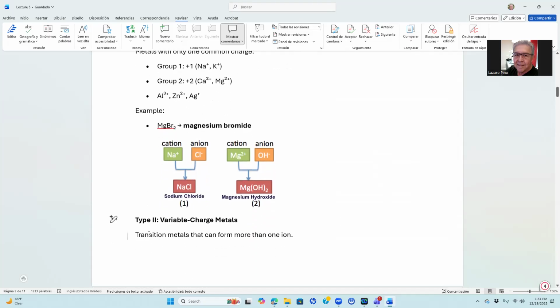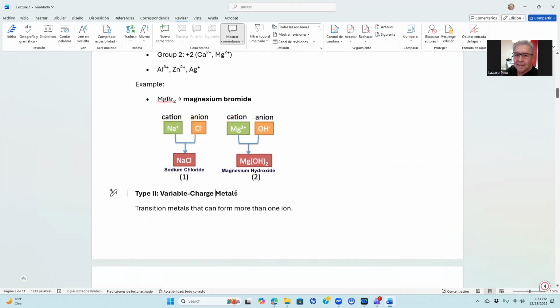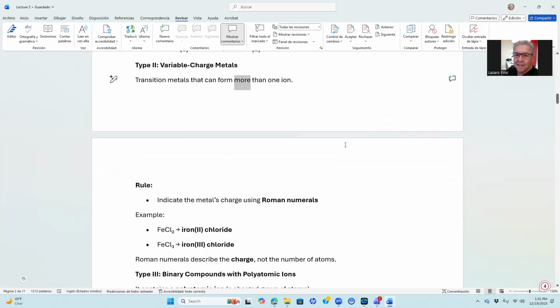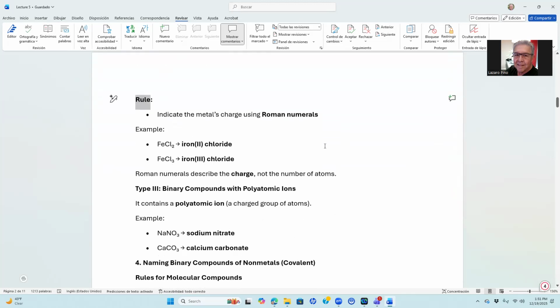But then we have type 2, where you have more than one charge in the metals. Let's see what happens in this case. Type 2, variable charge metals. Transition metals that can form more than one ion. Rule: indicate the metal's charge using Roman numerals. Example, FeCl2, iron(II) chloride. FeCl3, iron(III) chloride. Roman numerals describe the charge, not the number of atoms.